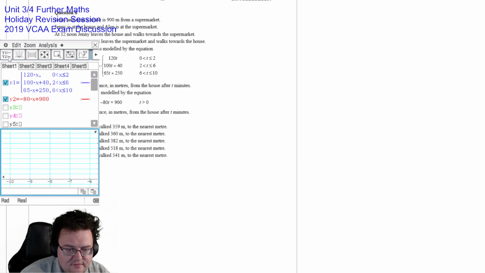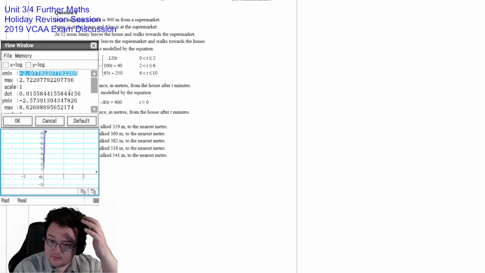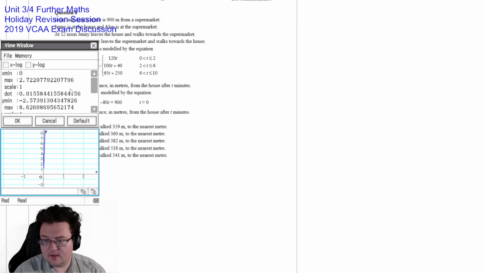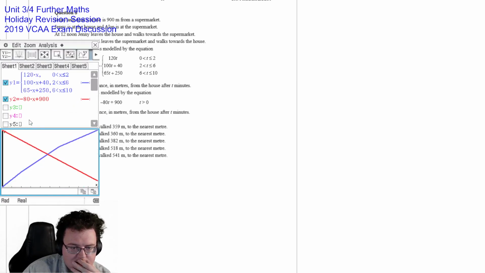And we will draw the graph. Obviously, we can't see anything, so we need to change our window. 0 to 900. Look at that. There we go.